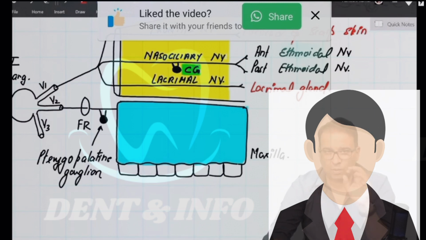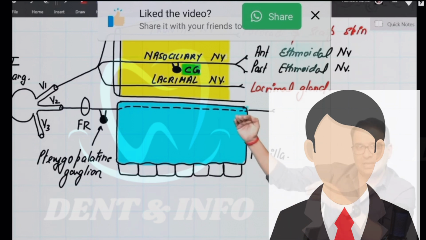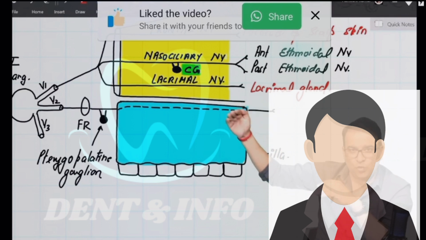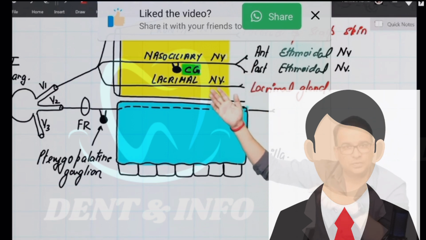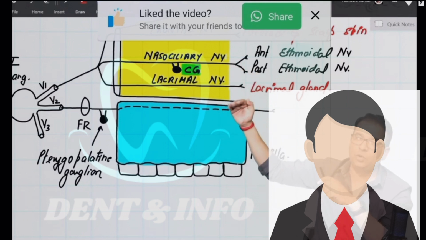Now look guys, this is what I wanted to understand. What you will see here is the nerve running in the roof of the maxilla. Basically, the name says maxillary nerve, so it is running in the roof of the maxilla. Now, when you say roof of the maxilla, it is the floor of what? It is the floor of the orbit. So either you call it the roof of the maxilla, or you can even call it the floor of the orbit.